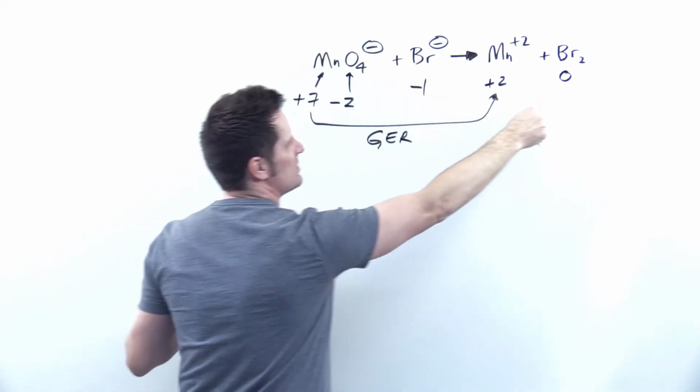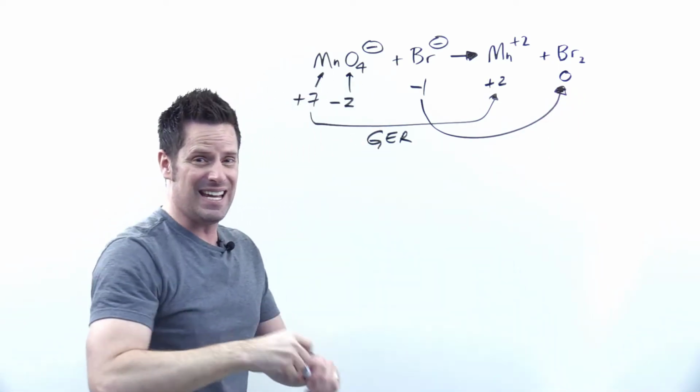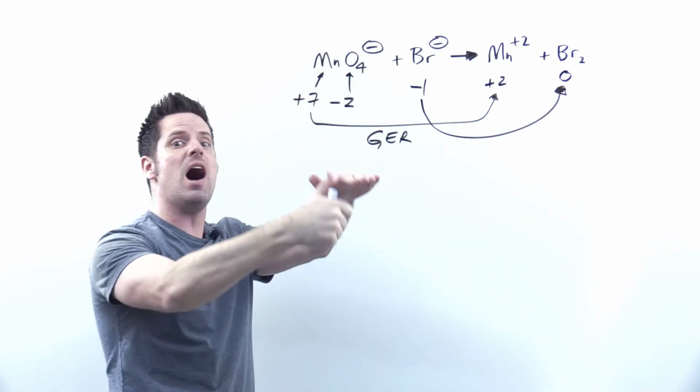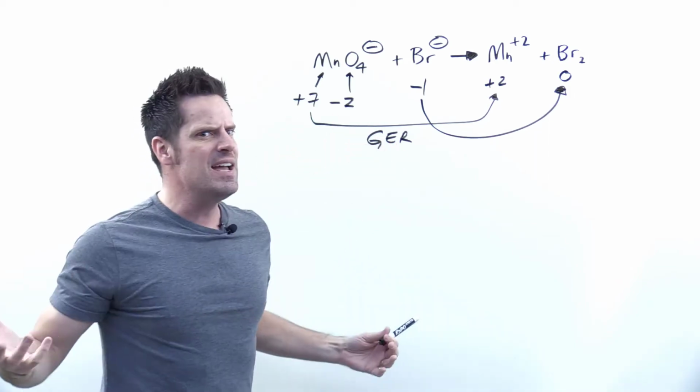-1 on the left, 0 on the right. That's obviously a change. What's happening there? Well, it begins at a negative level and gets knocked up to a 0. So it's becoming less negative, more positive. How do you do that?